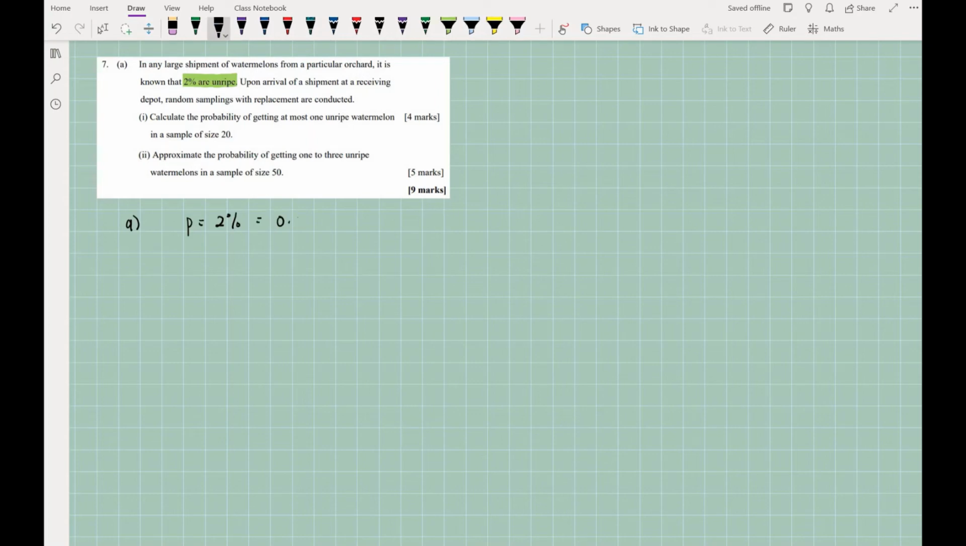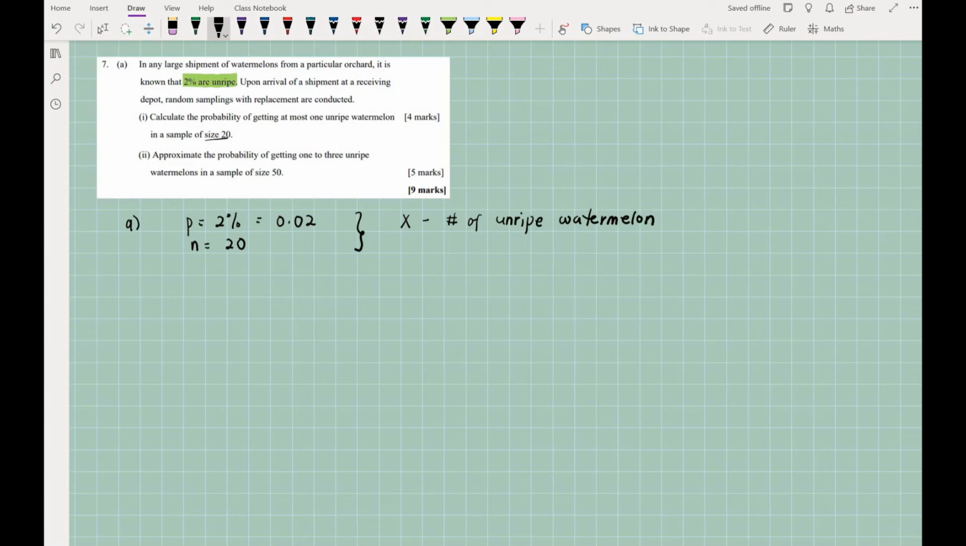Okay, so now upon arrival of a shipment at a receiving depot, random samplings with replacements are conducted. Okay, with replacements. So calculate the probability of getting at most 1 unripe watermelon in a sample size of 20. So in this case, you are given N is equal to 20. So from here, I can let X be the number of unripe watermelon.